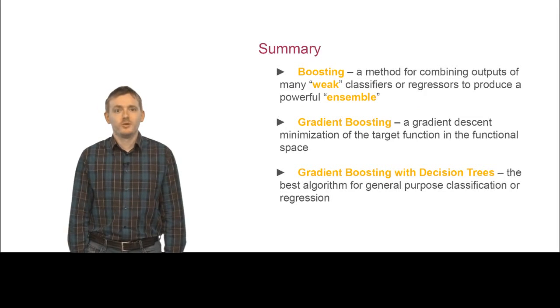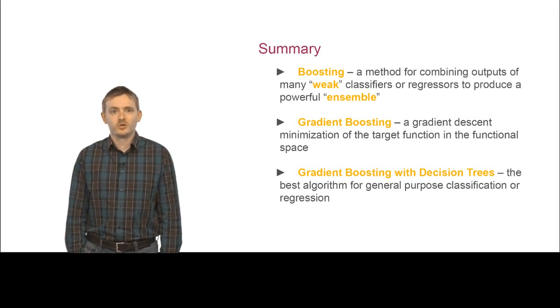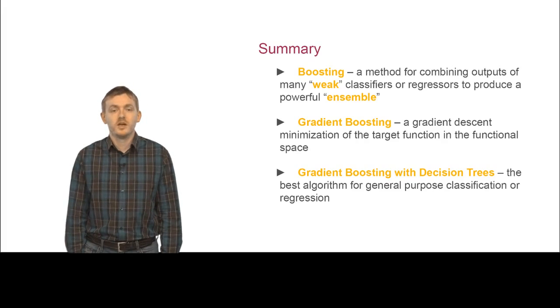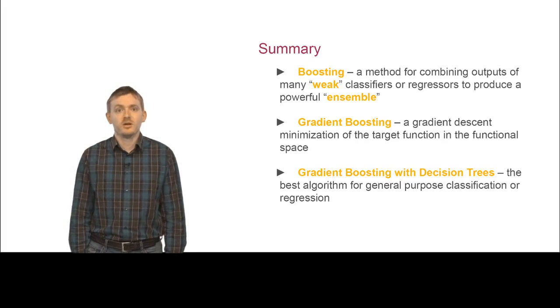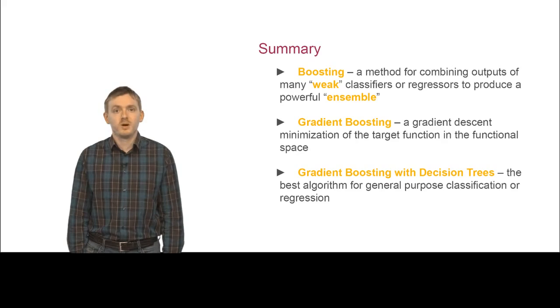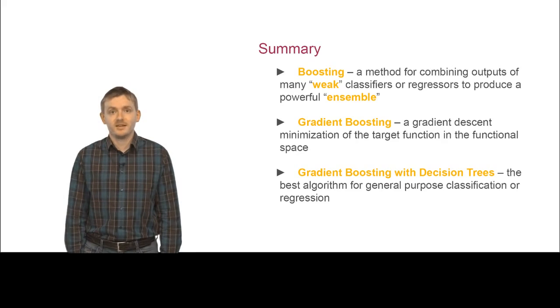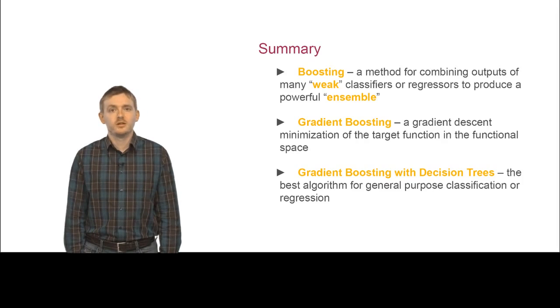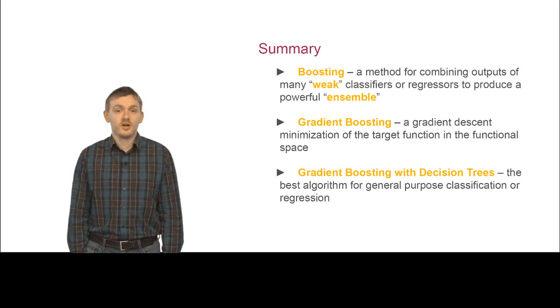Okay, the summary of this lesson. You have learned what the gradient boosting algorithm is. Boosting is a method for combining outputs of many weak classifiers or regressors to produce a powerful ensemble. Gradient boosting is a gradient descent minimization of the target function in the functional space. Gradient boosting with decision trees is considered to be the best algorithm for general purpose classification or regression problems.